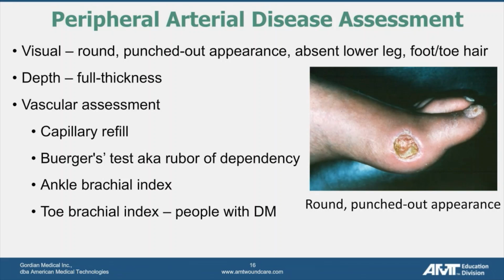As you look at this wound on the right, you see this round punched out appearance, and you also see a tendon being exposed. Now, this is an arterial ulcer, not a pressure ulcer, but we are seeing a tendon in this particular wound. When you do your vascular assessment, you do want to do a capillary refill. You do want to do a Buerger's test, which is also known as rubor of dependency. You need your ankle brachial index, or maybe even higher level vascular studies if they're looking to do some type of surgery for revascularization.